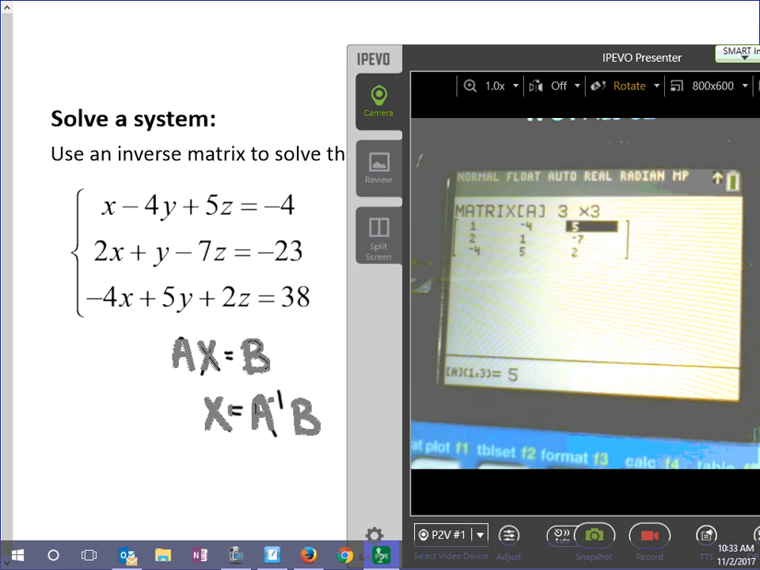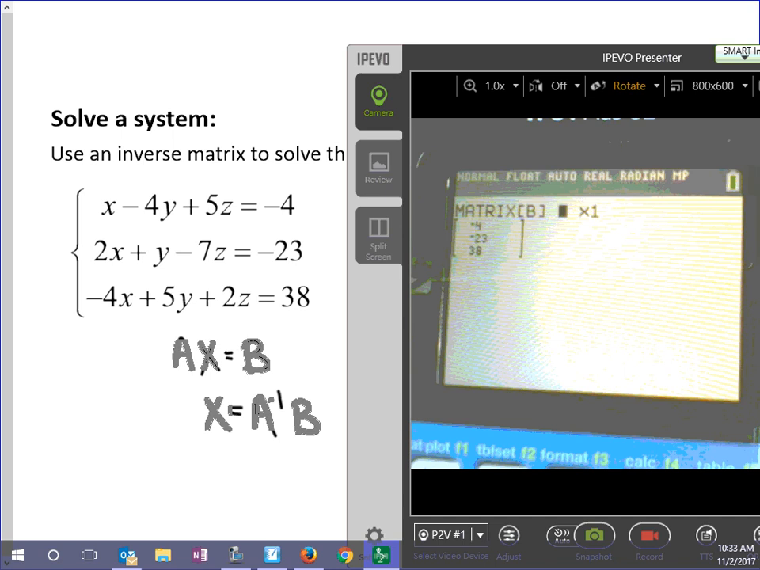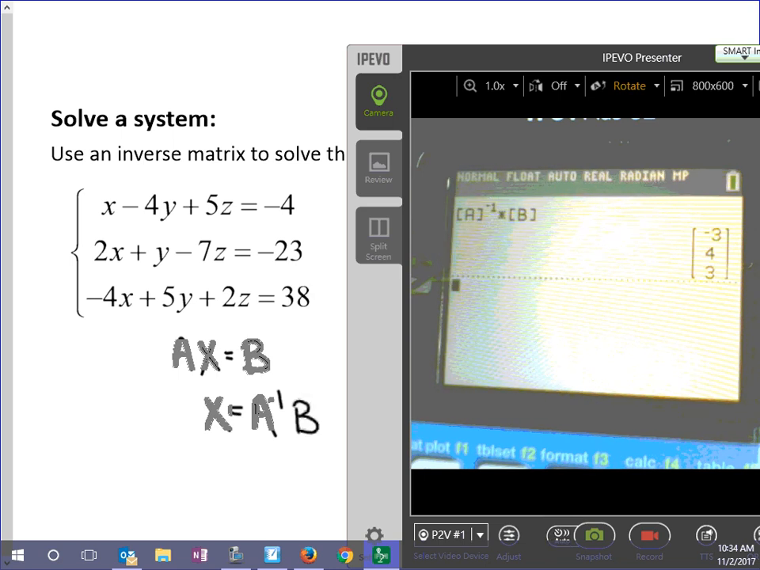Okay, so then you go to your matrix menu. You would edit matrix B. In this case, this should be your constant matrix, which is that column matrix on the other side of the equal sign. So I've got my -4, -23, and 38. So that's a 3 by 1. And once you get those things typed in, now I just got to call for my matrix A, do the inverse, and multiply it by matrix B. Oh, I have a solution.